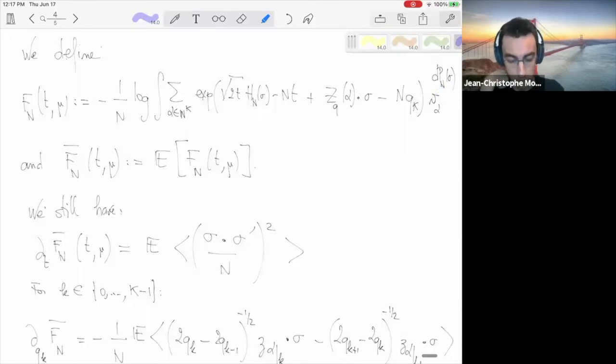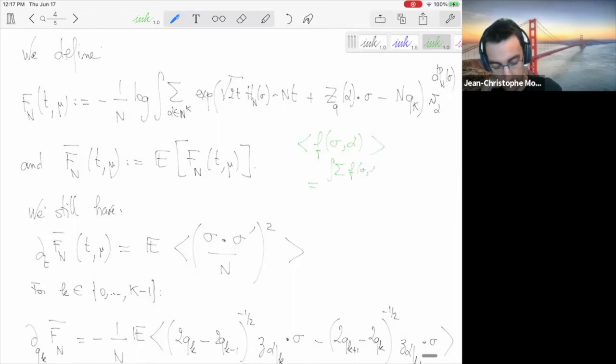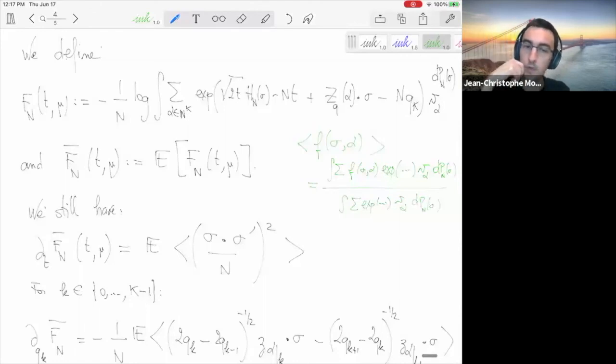Okay, so maybe to write it more explicitly, when I write an expression like this, I mean that it's the integral sum of f of sigma, alpha, exponential of blah, blah, blah, dP_N sigma, V alpha, or maybe the other way around, V alpha dP_N sigma, divided by the integral sum of the exponential of blah blah blah, V alpha dP_N sigma. Okay, does that make sense? So that's what these alphas are doing in these expressions.